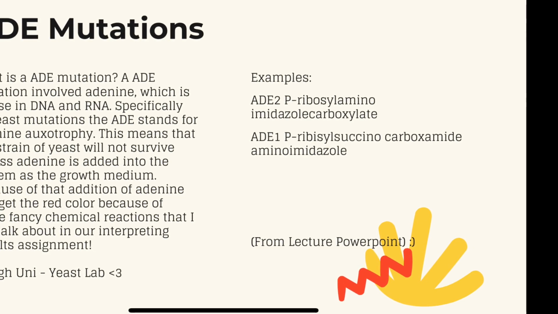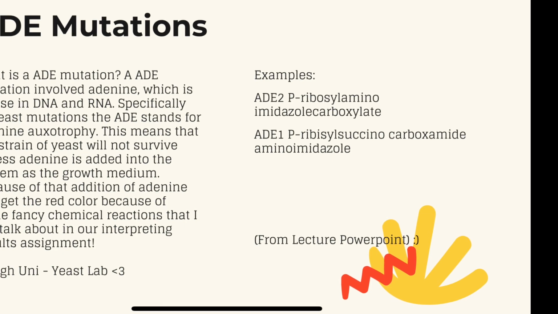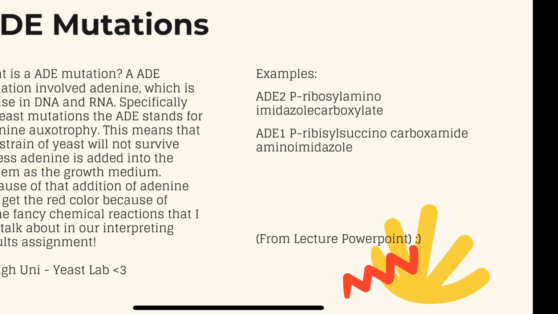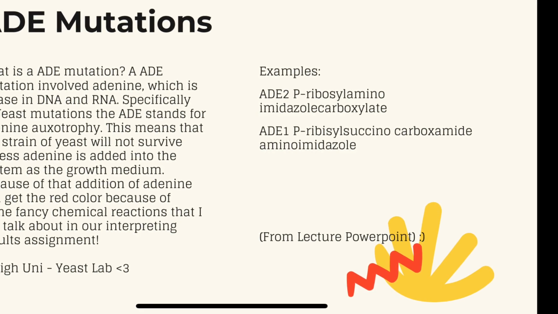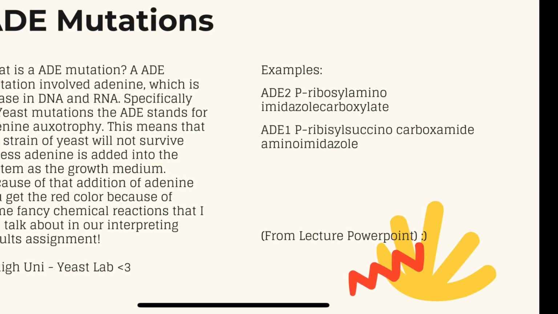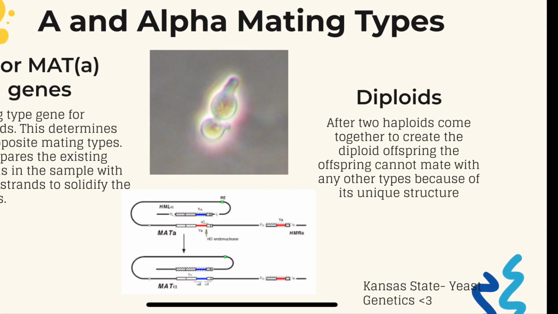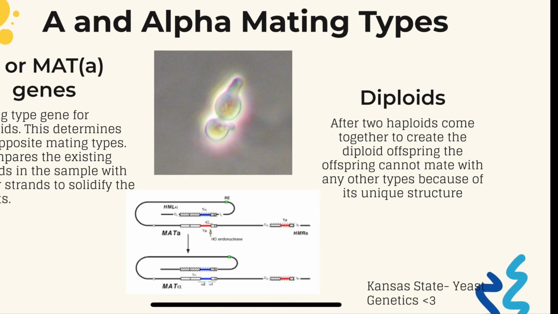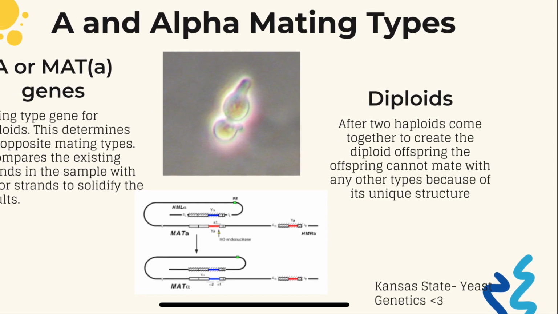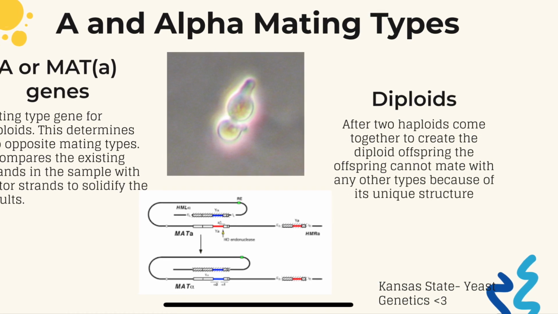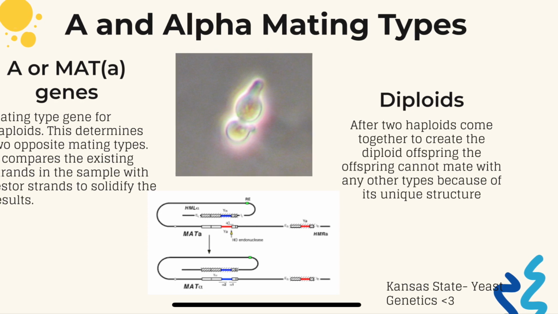I left some examples of those ADE mutations off to the side, and those were from our lecture PowerPoint, just to give us and you an idea. On this next slide, I'm talking about A and alpha mating types. Those mating types, MAT-a and MAT-alpha, in genes are for the haploids, and this determines 2 opposite mating types. It compares the existing strains that you are using in your sample with tester strains to solidify those results.